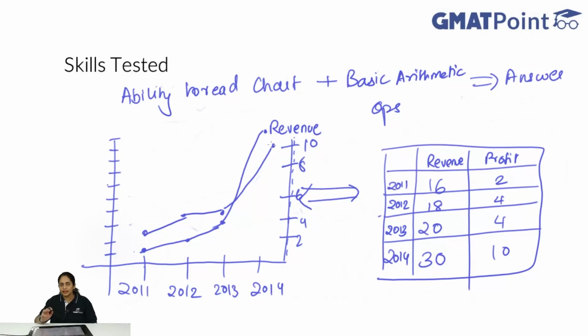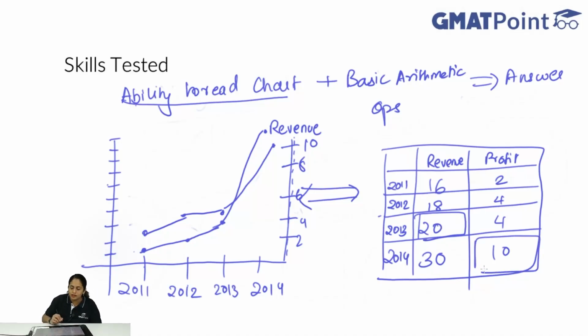And the thing that you have to remember is that you do not need all of the values. You need only the values that essentially are needed to answer the question. So the ability to read the chart is nothing other than the ability to convert this chart into this table. Okay, and after you have converted into the table, suppose this value is a relevant value, this value is the relevant value. Suppose you are asked what is the ratio of profit in 2014 to revenue in 2013. What is that ratio? Then it would be 10:20, so the required ratio would be 1:2.